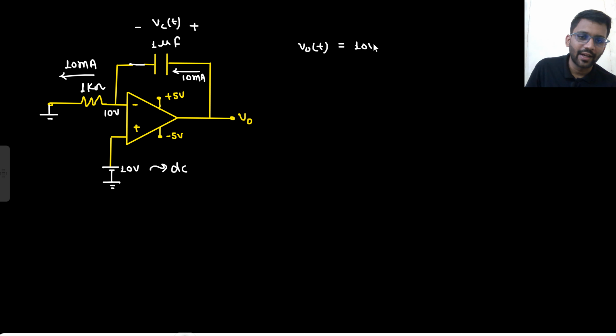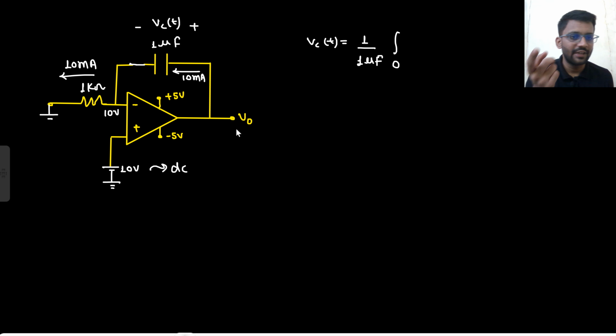V naught T would be 10 volt plus 1 by C, that would be 1 microfarad, and there is a constant current, that would be 10 milliampere only, into time t. That would be your V naught. Did you understand this point? If you don't understand this point, let's write the VCT equation. What will be VCT equation? VCT would be 1 by C integration I dot dt. So 1 by 1 microfarad.